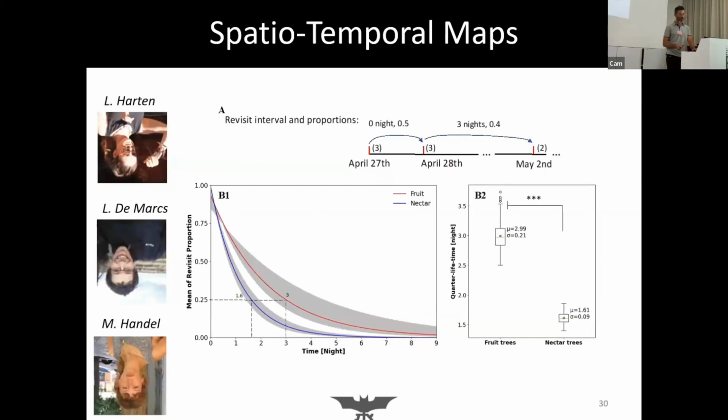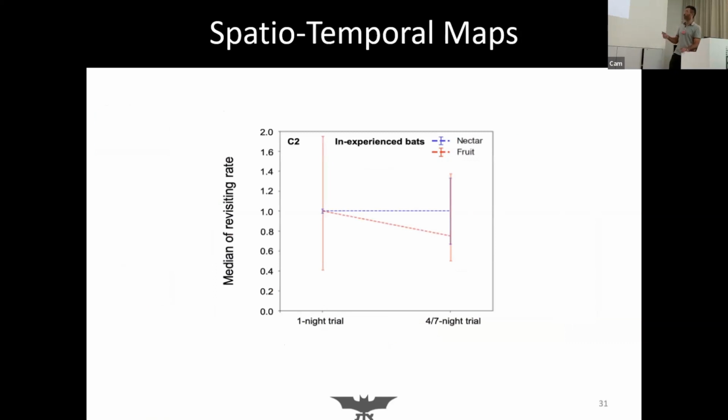And now we repeated the Clayton experiment, but in a wild setup. Because these bats, as I said, are in our colony, we can decide whether we let them out or not. So we kept them in for one night or for multiple nights, 4 or 7 nights, hypothesizing that if they know something about this difference, they should behave differently with fruit and nectar trees, depending on whether they've been in for one night or for several nights.